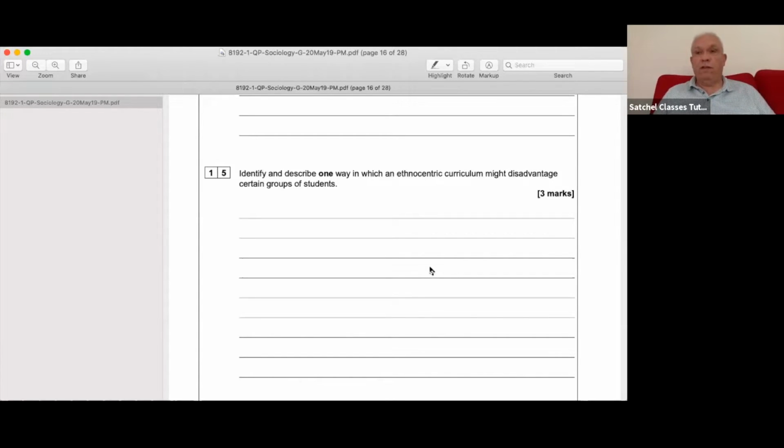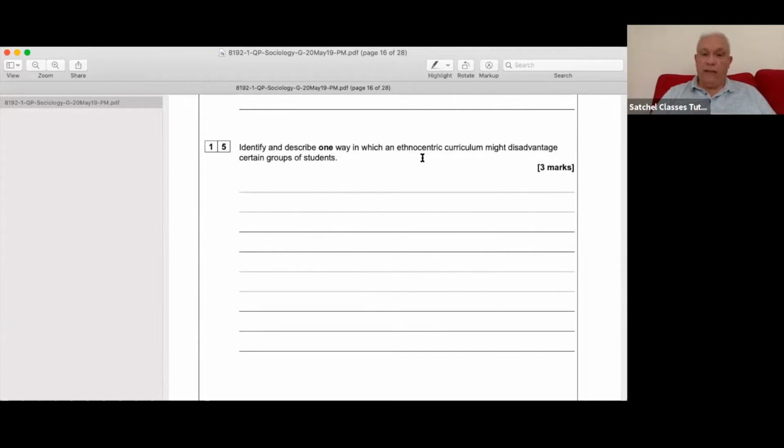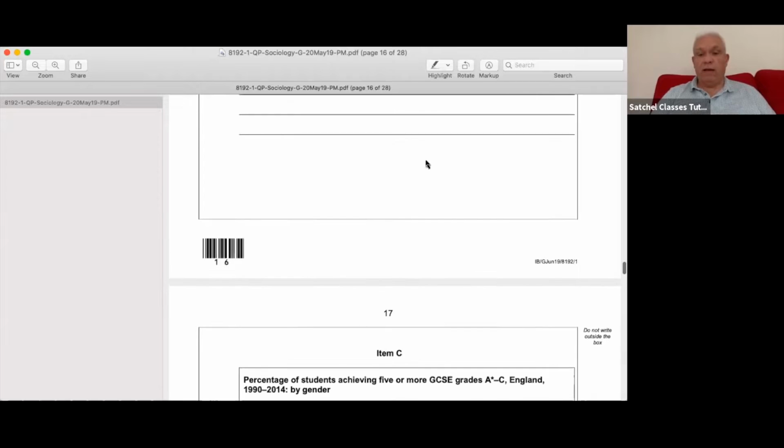They might feel as if they don't really fit in here. It's not talking about their backgrounds. They don't recognise people in books or culture, and so it might disadvantage them because they feel as if it doesn't relate to anything that they experience or have experienced, and that's what that question's about. So please make sure the key word is ethnocentric, you understand.